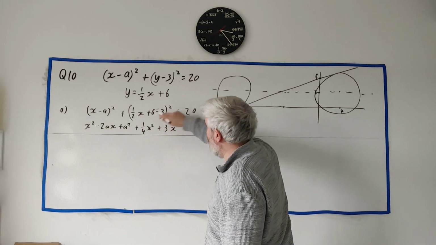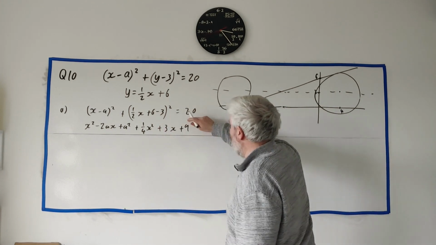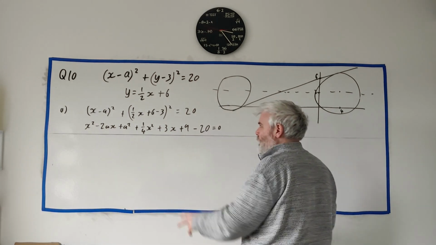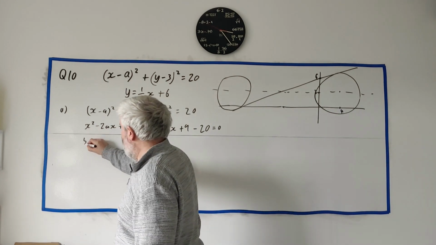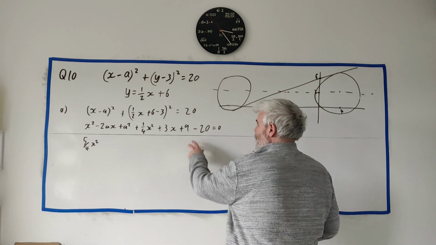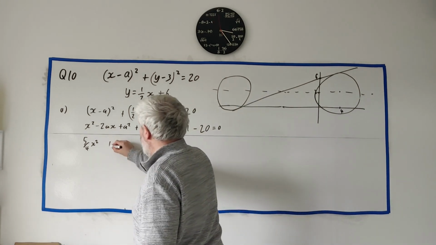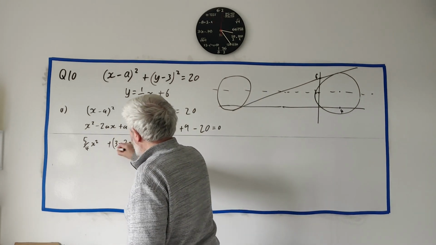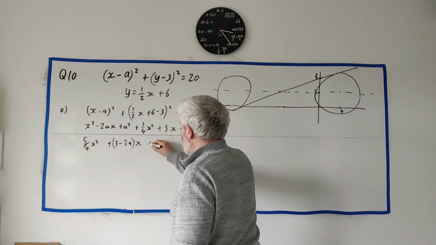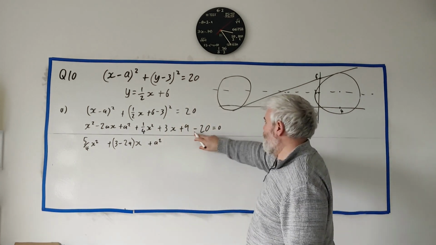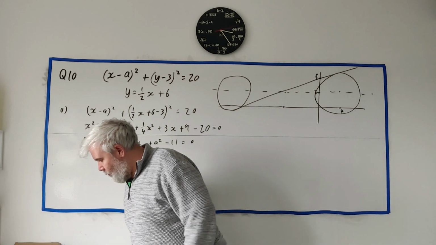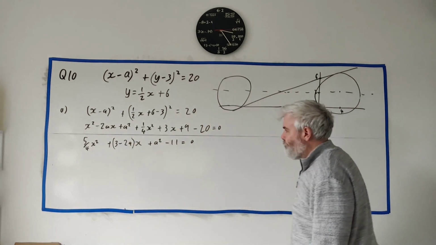3x and then 3 squared is 9, let's say minus 20 equals 0. Let's clean all this up, all the x squares together. That would be 5 over 4 x squared. All the x's, just these two here, that's 3 minus 2a x. And then everything else, let's see, we have a squared and minus 11 equals 0. Let me just check that's what I got previously. Yeah, it looks the same.